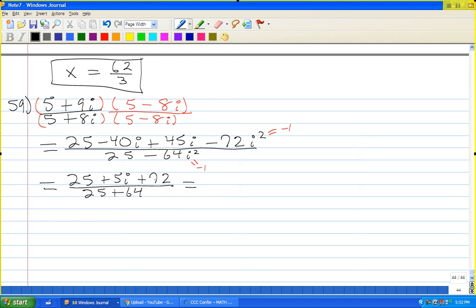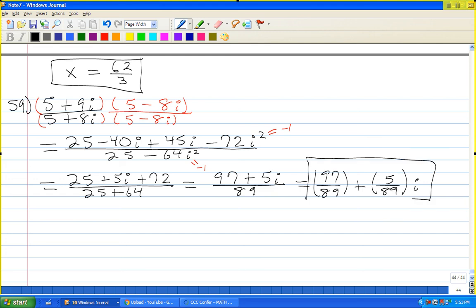So, combining like terms, you get 97 plus 5i over 89. And since you want to write it in standard form, I'll write it as 97 over 89 plus 5 over 89i. And that is your answer. Let me do problem number 60.